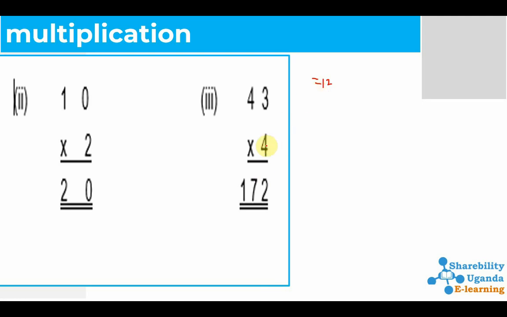4 times 4, we get 16. But remember, we had our 1, this one which remained. So here we shall be able to get 17. Is that okay? We shall be able to get 17. So that's how they came up with 172.